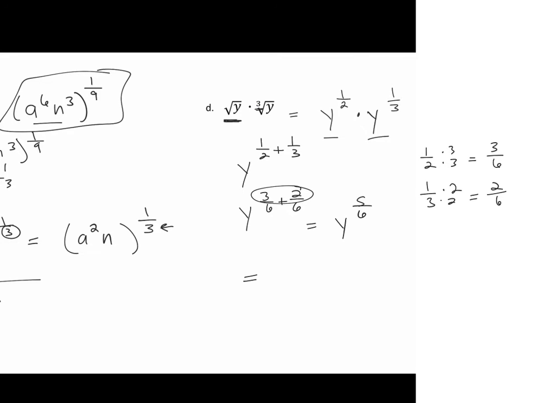So now I can put that back into radical notation where the index is the denominator, and the radicand is y to the 5th.